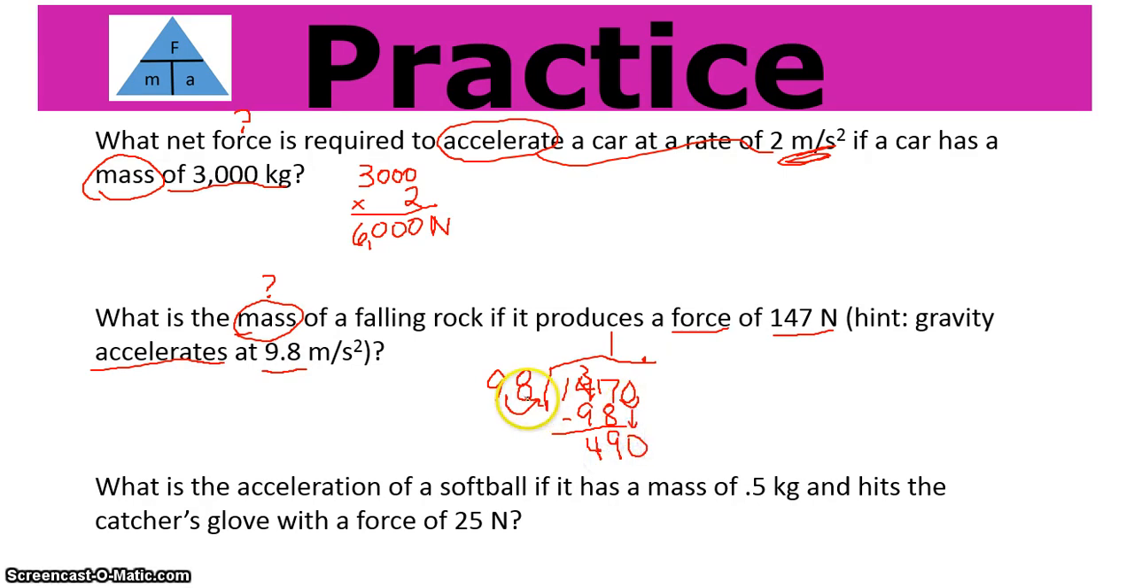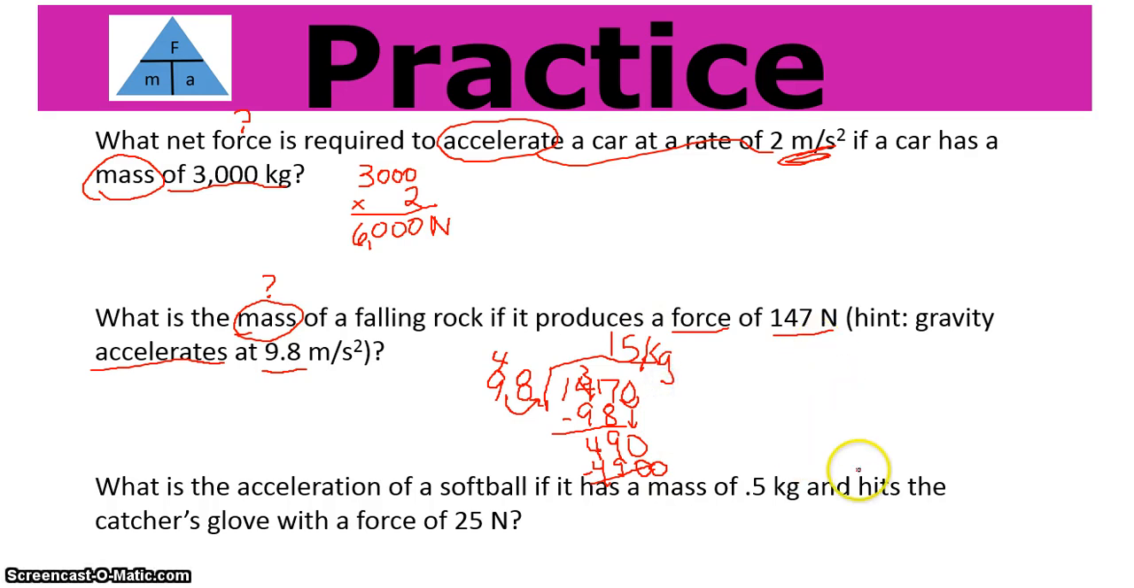That gives me 490. 98 will go into 490 I think 5 times. 5 times 8 is 40. And 5 times 9 is 45, plus 4 is 49. So we get a remainder of 0. So my mass is 15. Well, what unit do we have mass in? Mass units are in kilograms. So I just put my unit of kilograms here.